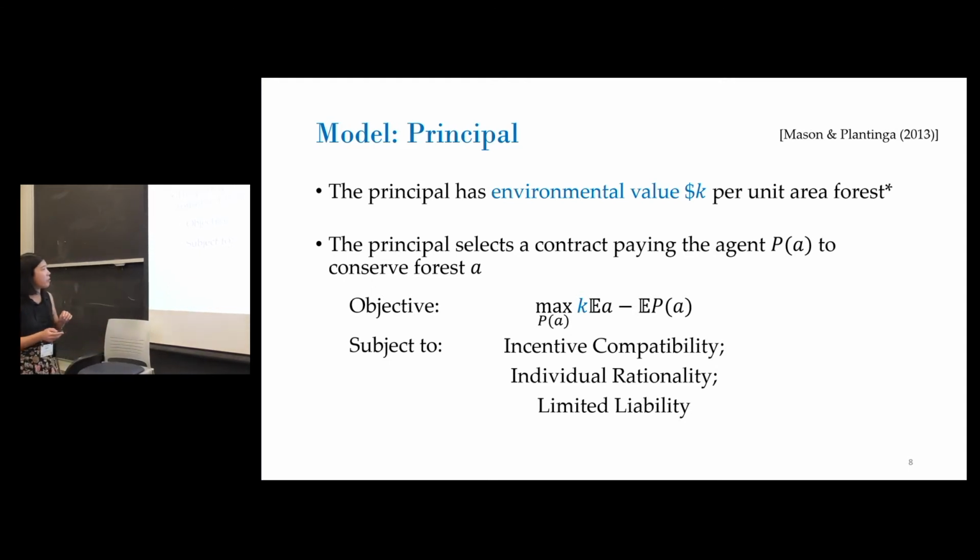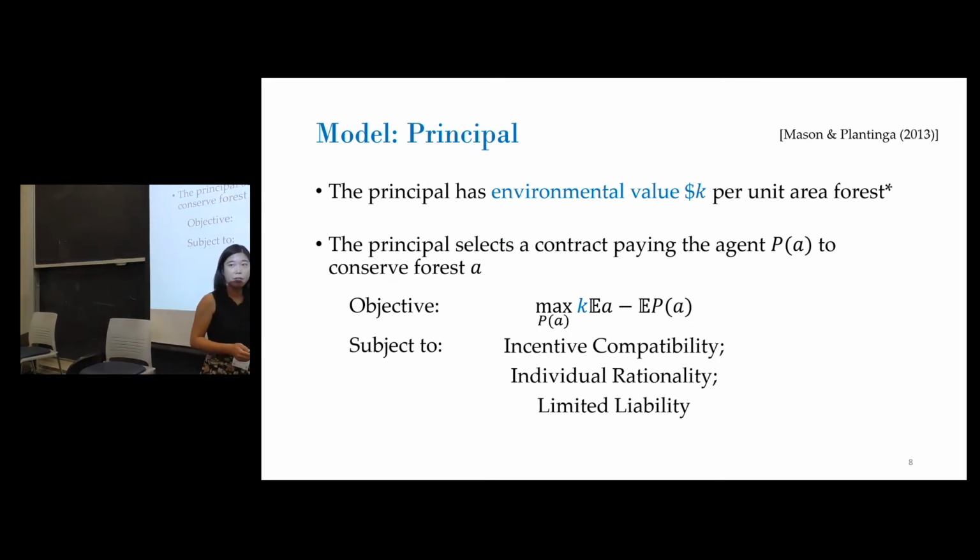And so the principal is trying to solve the following standard optimization problem. They're trying to maximize the value of the area that's conserved, net the payment that they have to give the agent. And then we have our standard incentive compatibility, individual rationality, limited liability constraints. And on top of that, there's an additional little wrinkle. And so let me just jump into what that wrinkle is.